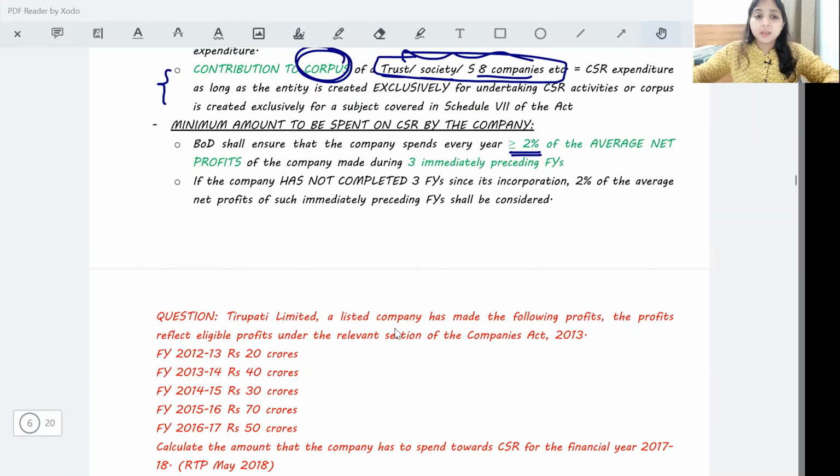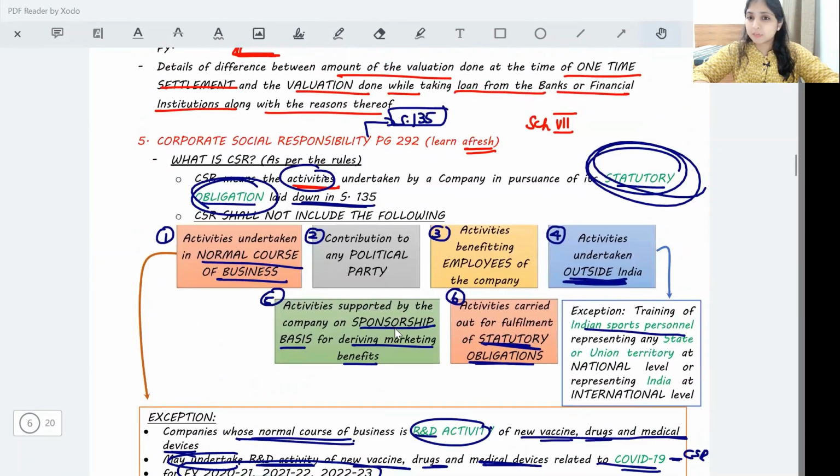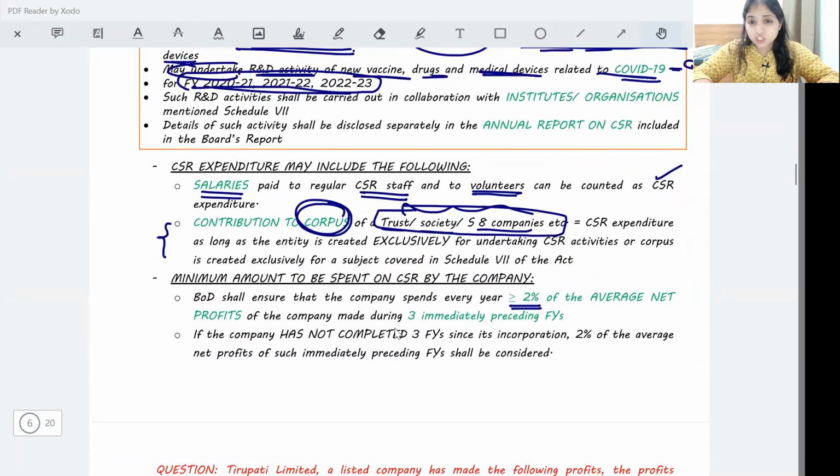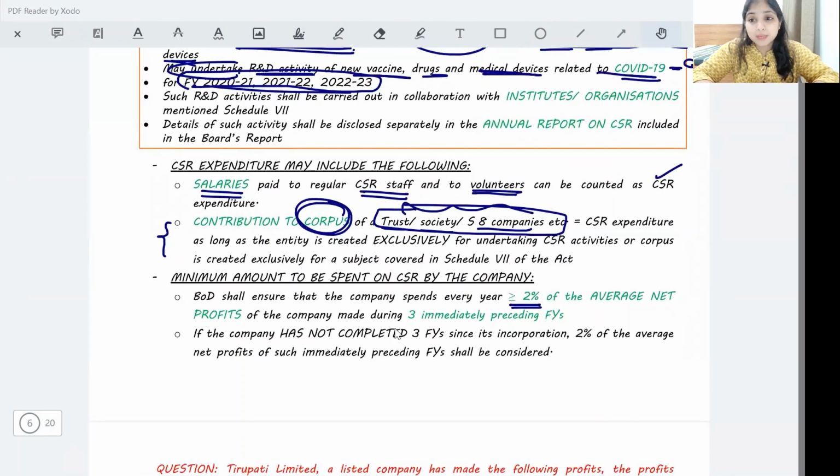Clear understanding? Before I go to the next point, let me give you a revision of this entire CSR discussion that we've had till now. We learned what is CSR. We learned it is an activity, activities which you do because of the obligation put on you by Section 135. Then we learned 6 things which are not considered as CSR: what you do in the normal course of business, your contributions to a political party, something which is going to benefit just your employees, something which you do outside India, sponsorship activities, and activities which you do because of statutory obligations. These will not be considered as CSR.